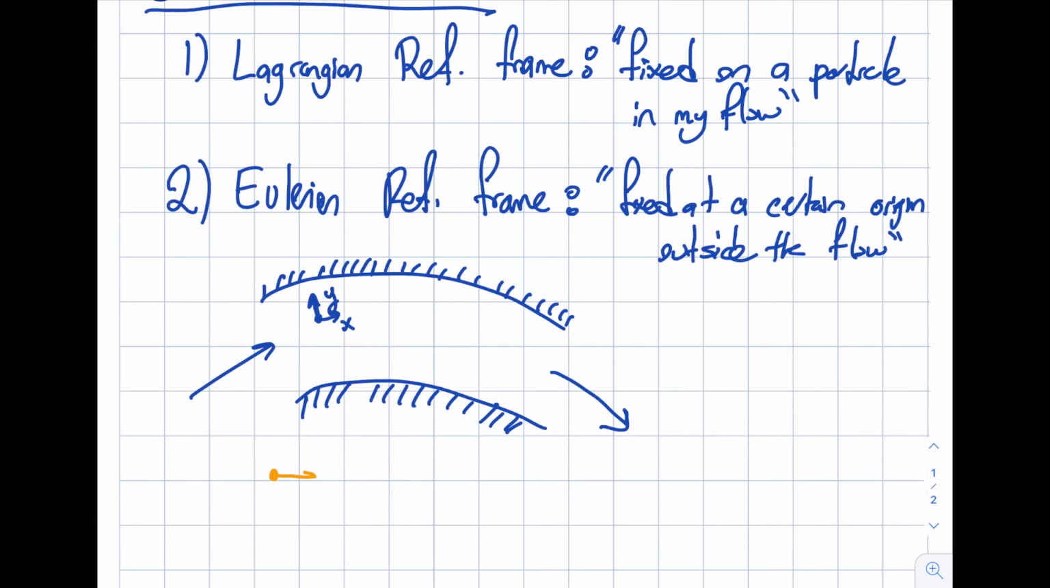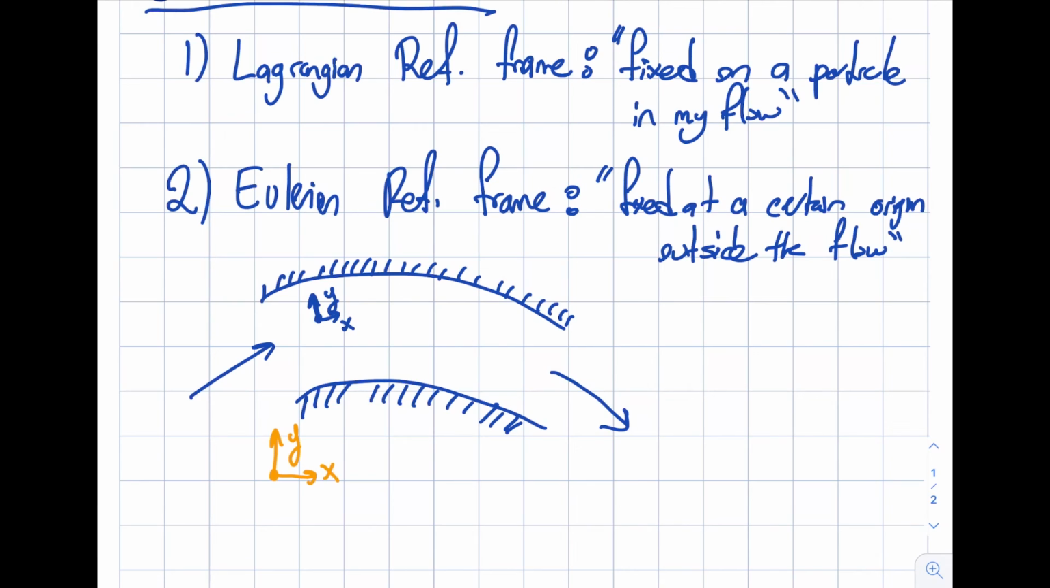Okay, so what I'm going to do is call this x and this y. My origin is outside of my flow, so now I'm not moving along with my flow. What is different here is that if I pick a point and want to represent it over time, it is now a function of time as well as position, you see? Because the origin is fixed.